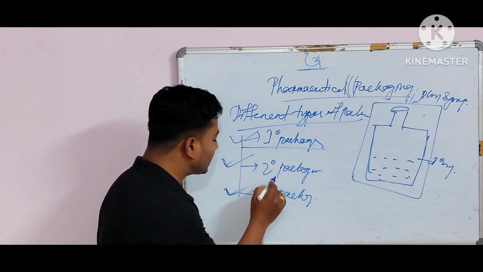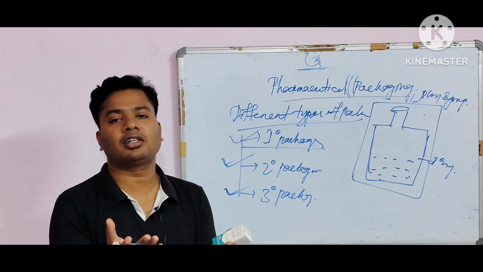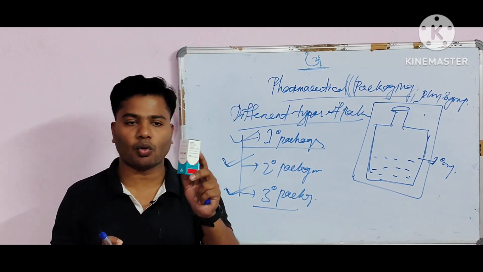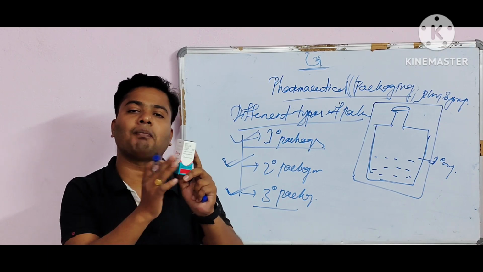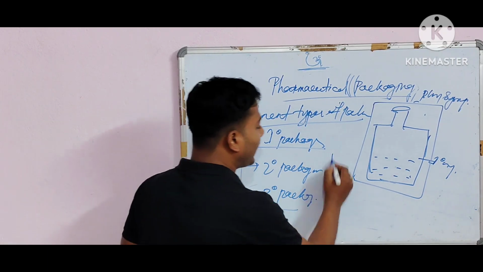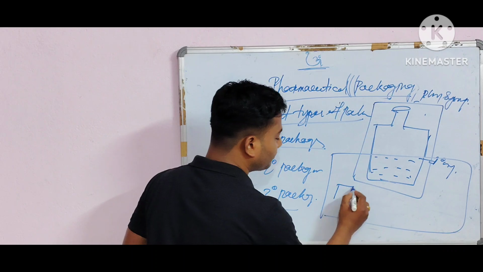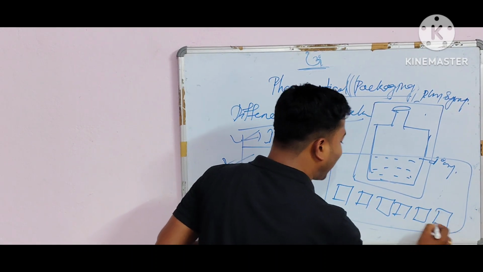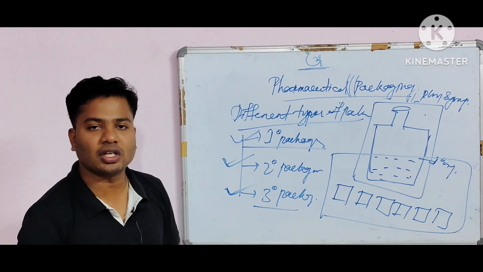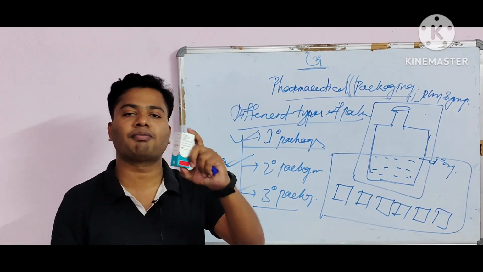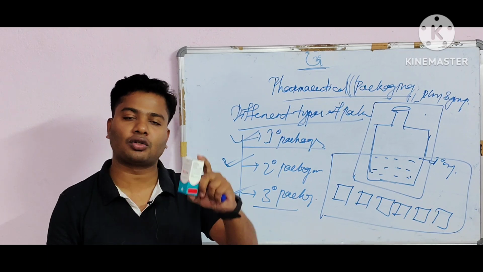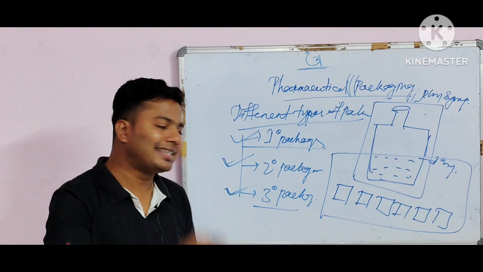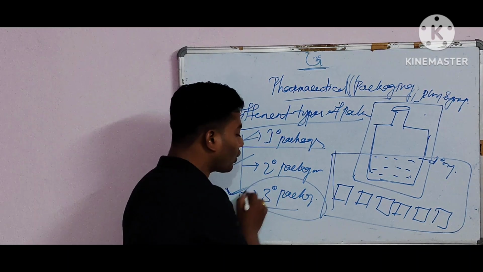And the next one is the tertiary packaging. So what do you mean by tertiary packaging? When 100 cartons of paracetamol syrup are placed in a box, that is known as tertiary packaging. So when you place 100 containers or 100 cartons in a big box, at that time you say that it is the tertiary packaging.